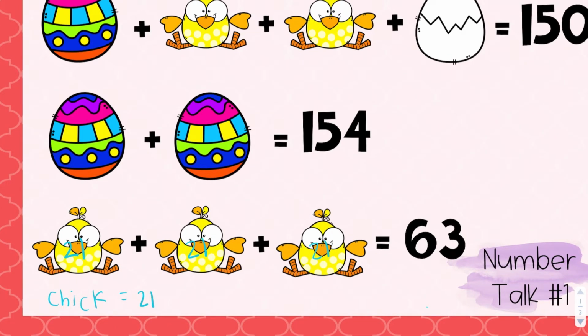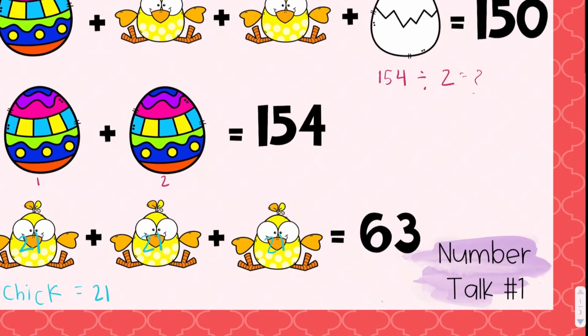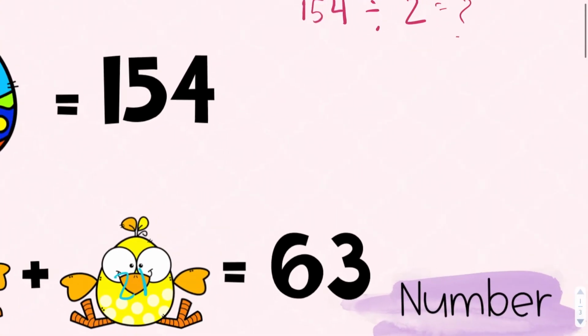Now I'm going to move on to the picture of the decorative eggs or the colorful eggs. So again, these are the same pictures, so I know whatever my number is, they have to be the same. So I'm going to divide that into 2 equal parts, 154 into 2 equal parts because they're the same picture. So 154 divided by 2, and I'm going to use big 7 again.